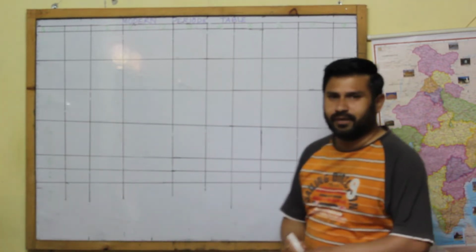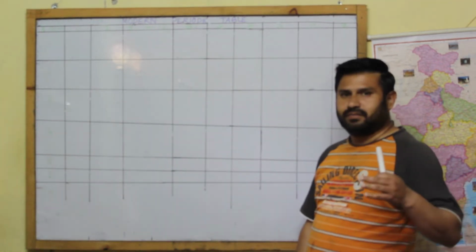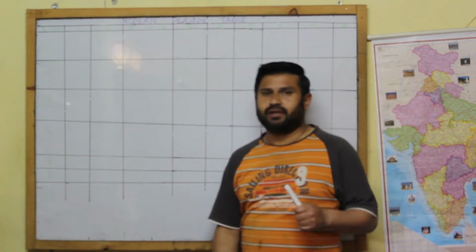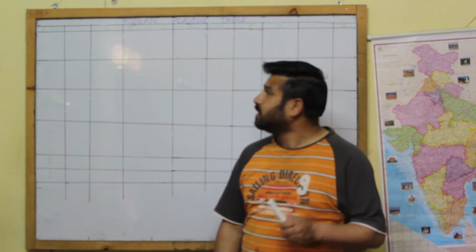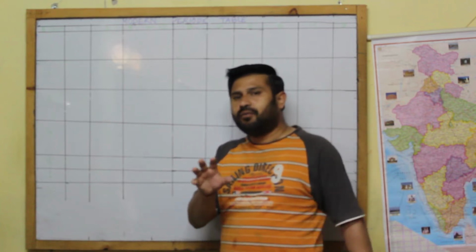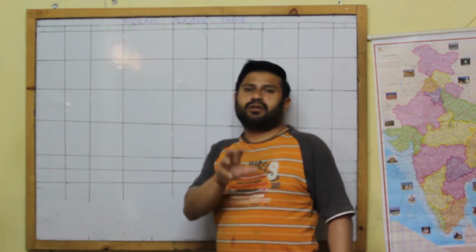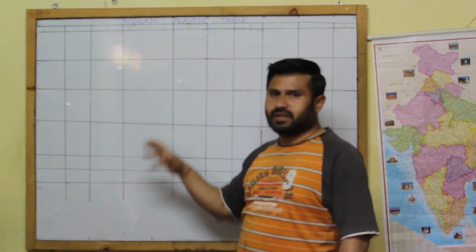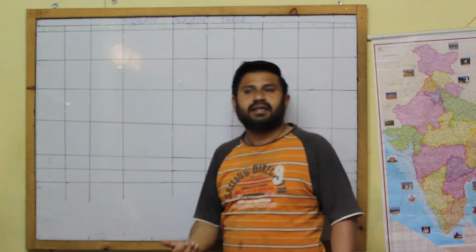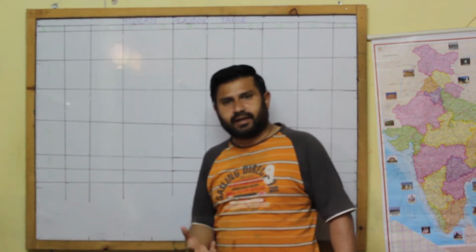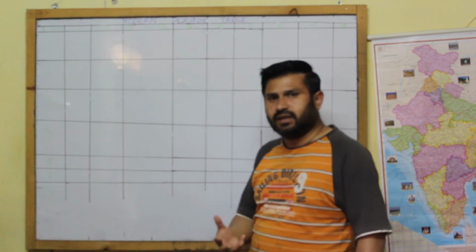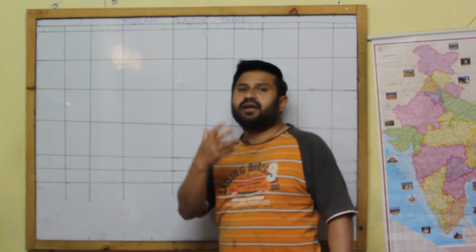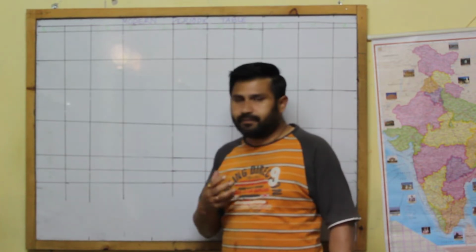Welcome back, everyone. This is the second part of the modern periodic table. Today I'm going to teach you how to find out the variations in the periodic table. For example, for valency, valence electrons, metallic character, electronegativity, how does it vary in a periodic table?